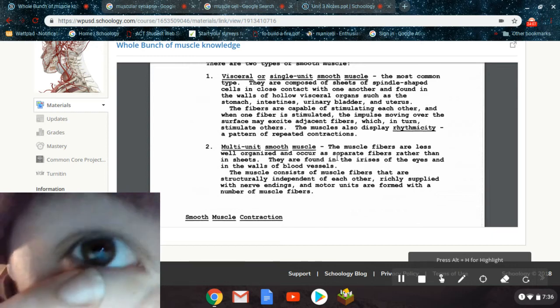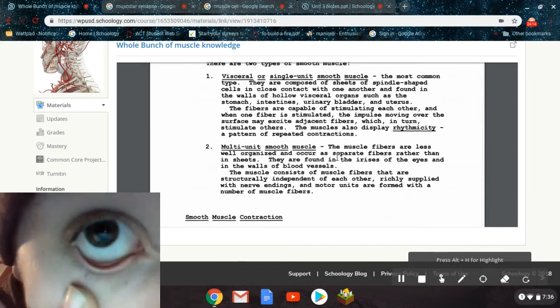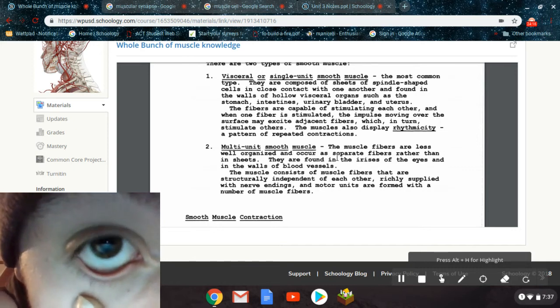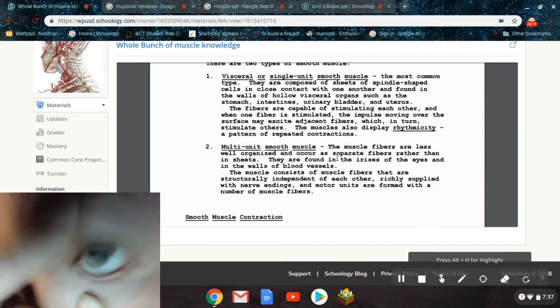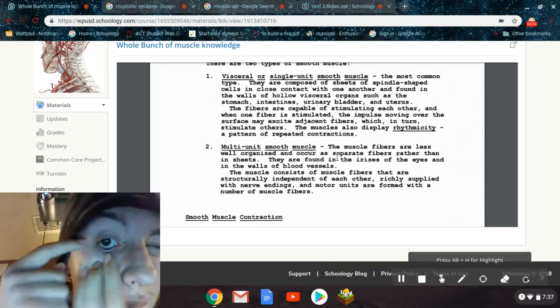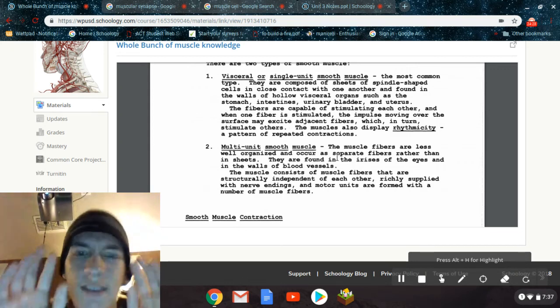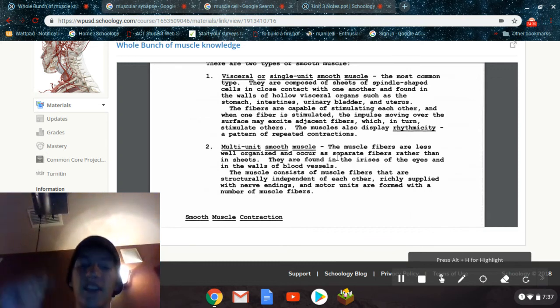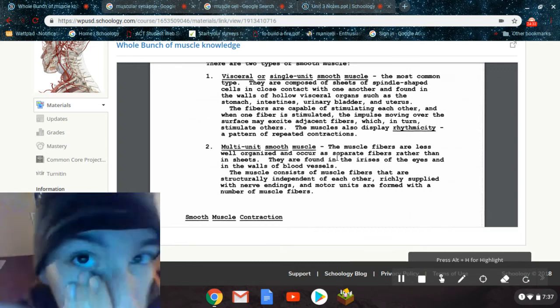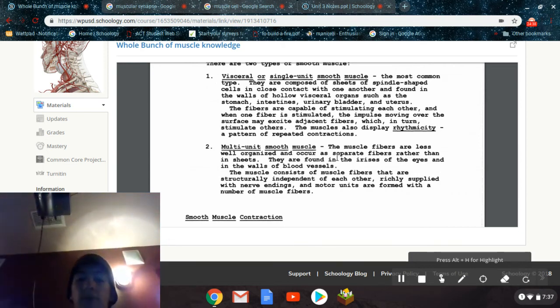Okay, so you probably can't see it super well, but my iris is a perfect example of multi-unit smooth muscle. I'm sorry, this is probably super loud. It's less well organized than in regular smooth muscle. It's less in sheets and more in just tangles. See how my iris, or your iris if you look in the mirror, is just all these tangles going from one direction to another?